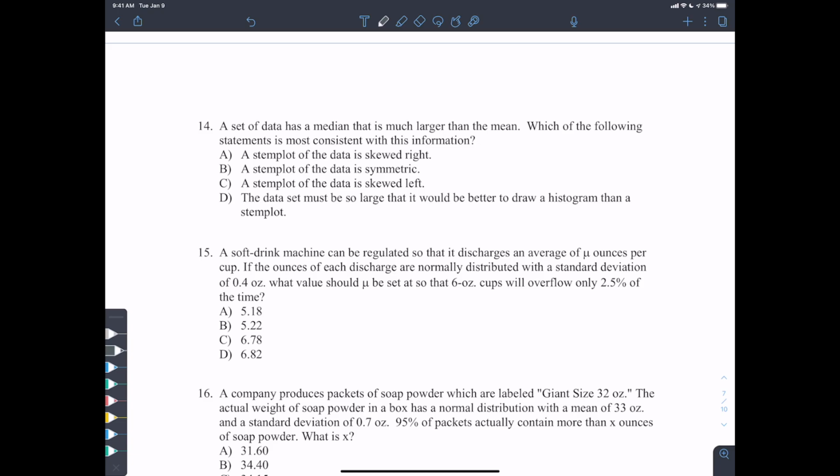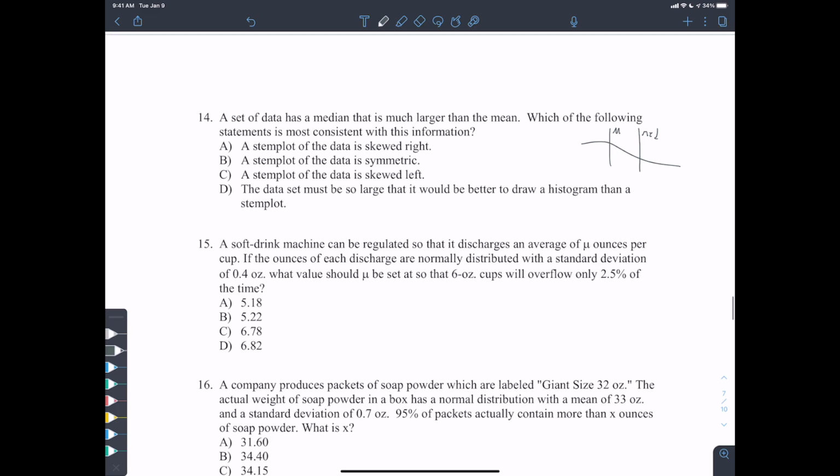14, a set of data has a median that is much larger than the mean. Which of the following statements is most consistent with this information? So when you have a median that's larger than the mean, that means that there are going to be higher values associated at the left side of your median. So that's your median, this is your mean. This is an interesting example, but that basically means your data is skewed to the left.